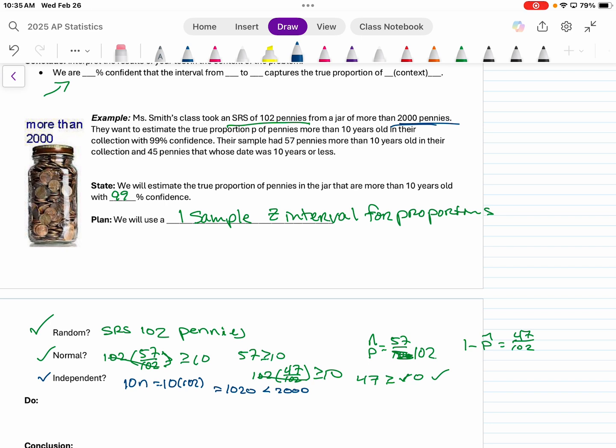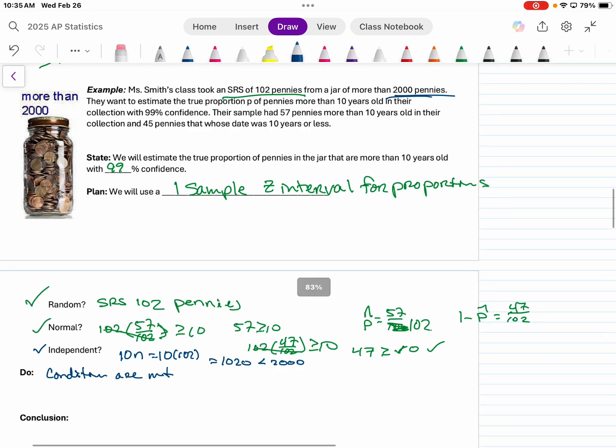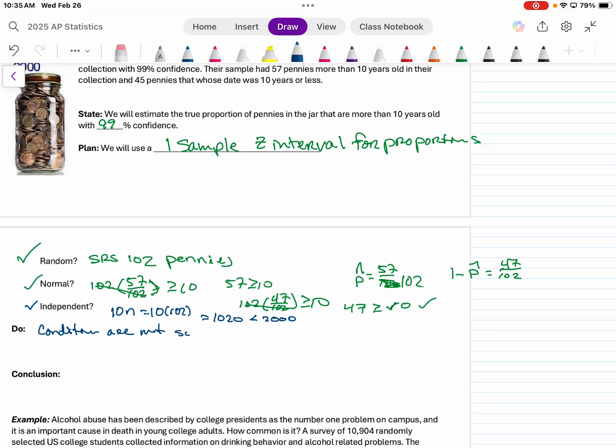Now, what are we going to do? We're going to say conditions are met. So our one sample z interval for proportions.